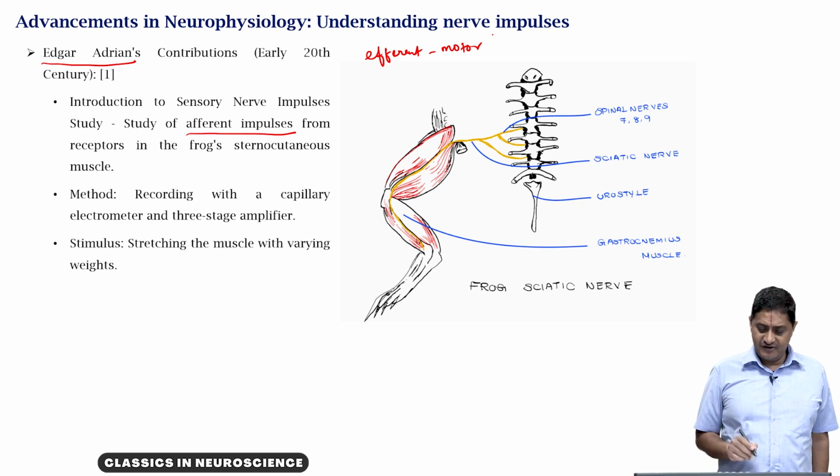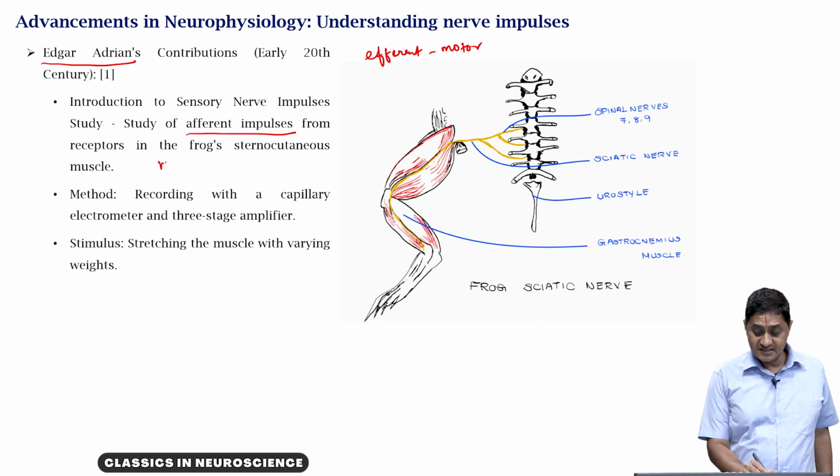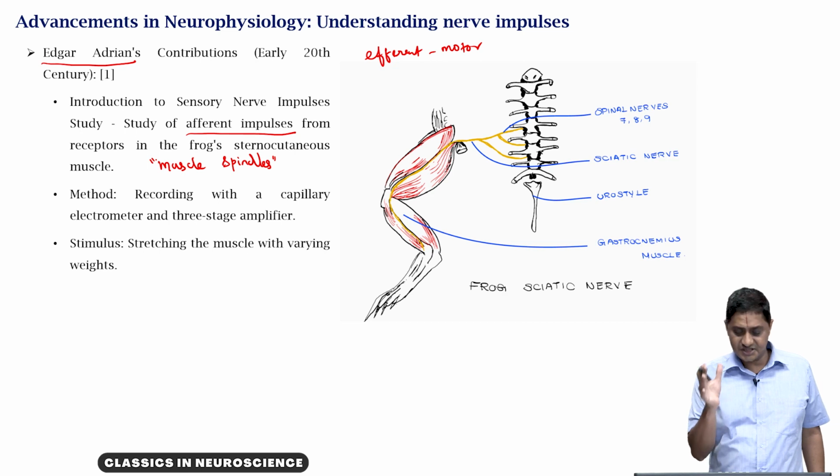In this case, afferent impulses from receptors in frog's muscle. What are these receptors? Muscle spindles. These are sensors within the muscles that are sensitive to stretch.